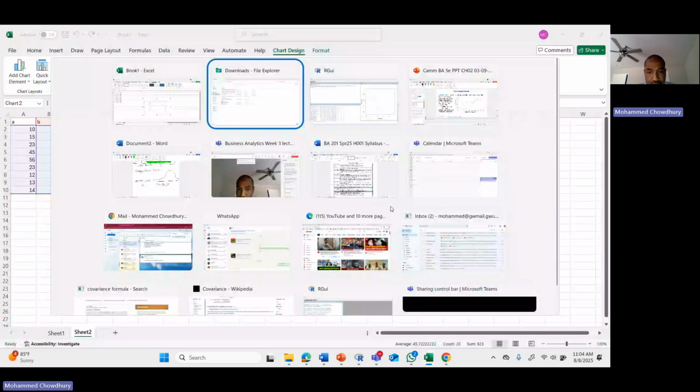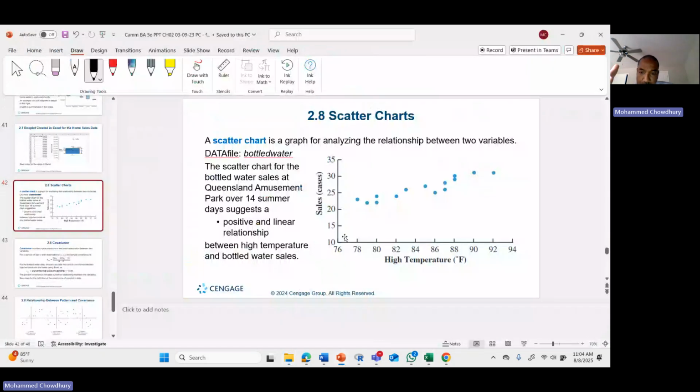Okay, you have seen a scatter plot using both R and Excel. Now let me cover one more thing, then we are done. Another thing we want to do now is called the covariance. So let me do this with covariance.